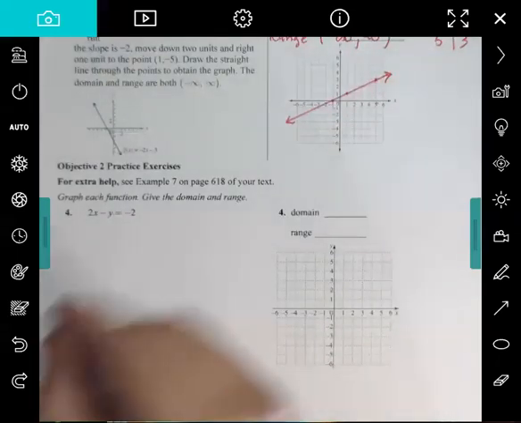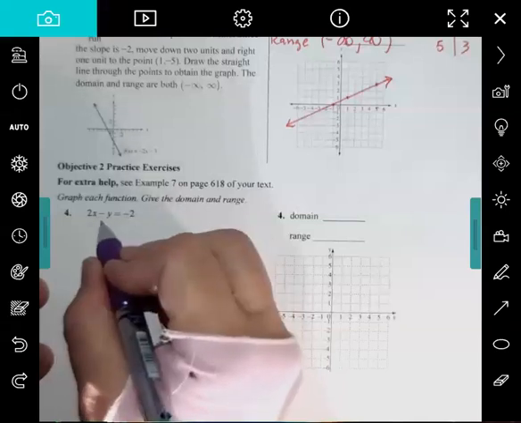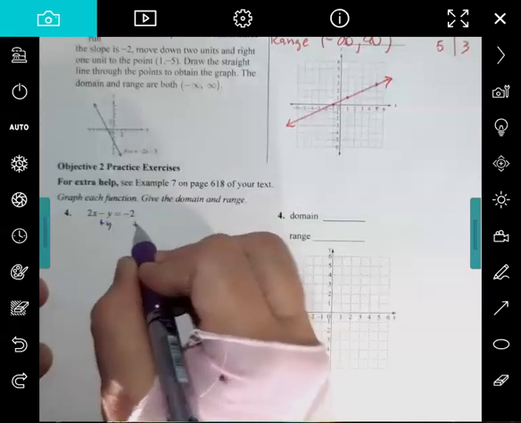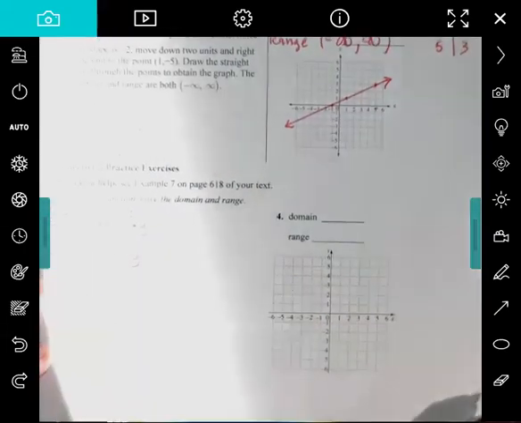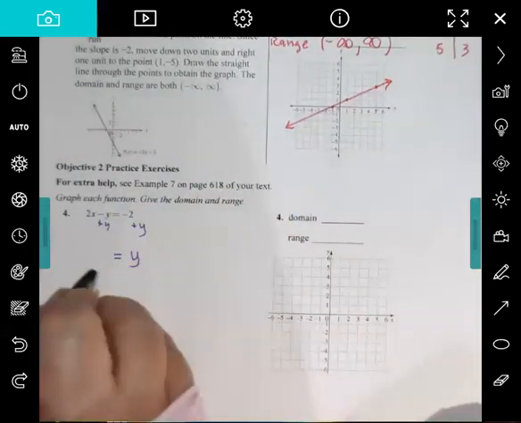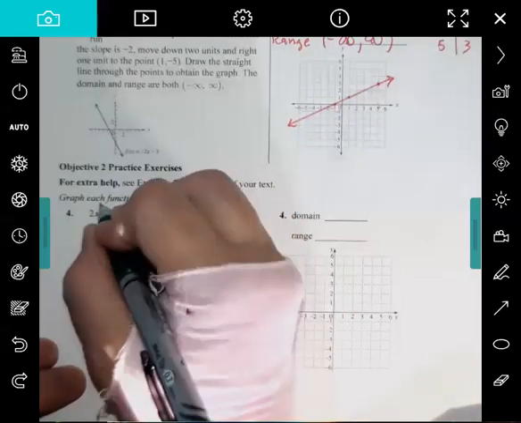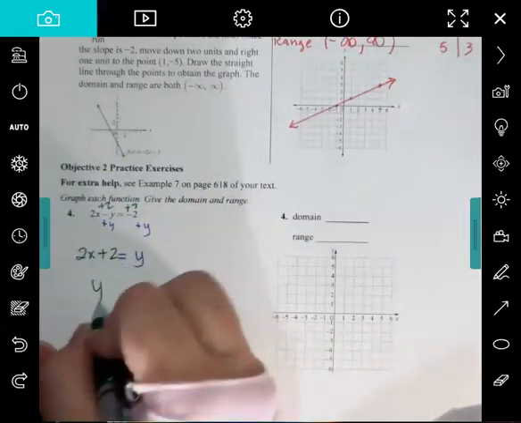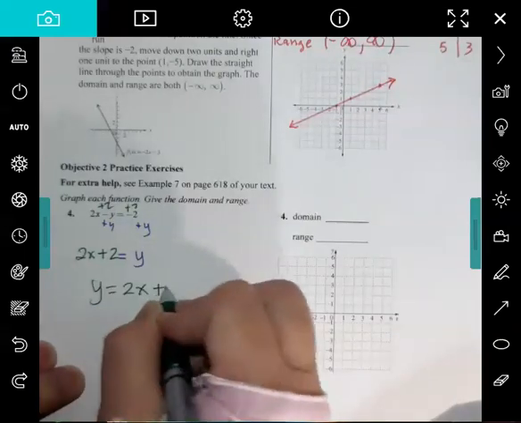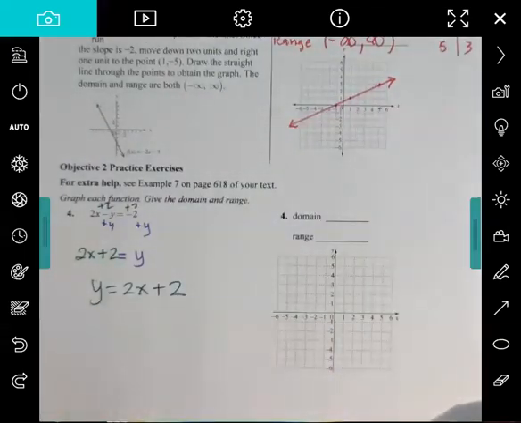I'm just kind of lazy. I don't want to have to divide by negative. I'm just going to add a y on both sides, get the y over here. And then I'm going to add a 2 to move the 2 off. So y equals 2x plus 2. You can solve it however you want, but that's what you should get.